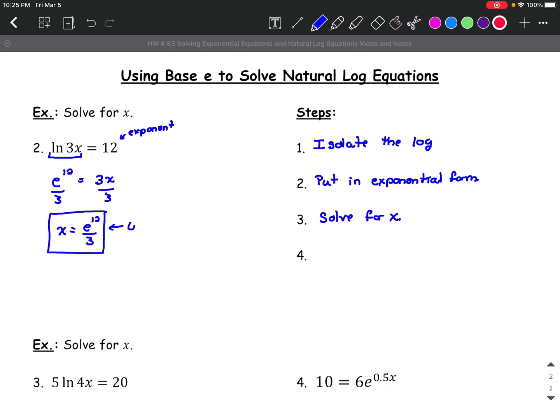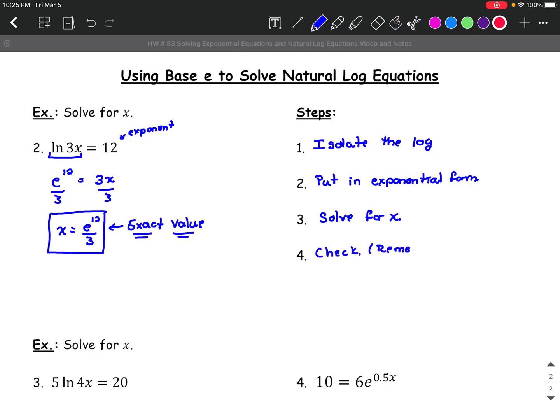And that's my exact value. If I put it in the calculator, I'm going to have to round. And nowhere in my directions did it say round, so we're not going to pick up a calculator. Now, there is another step on this. You need to check. And what are we checking for?